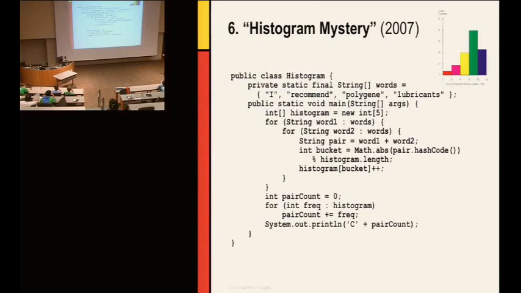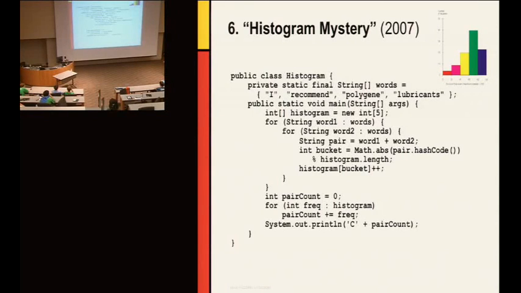And then we increment the contents of that bucket. Histogram sub bucket plus plus. So each of the 16 trips through this loop, we're going to increment one of the 5 buckets. Which one? I don't know. I have no idea what the histogram is going to look like. All I know is that each of those word pairs is going to fall into one of the buckets.